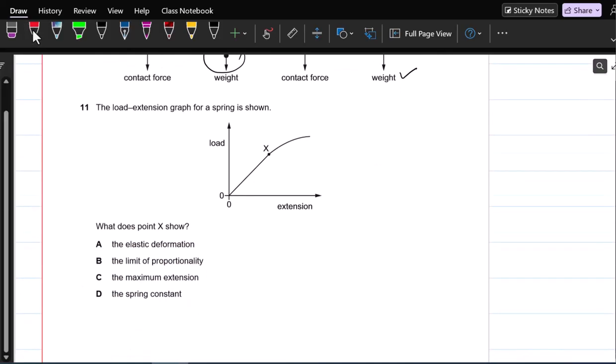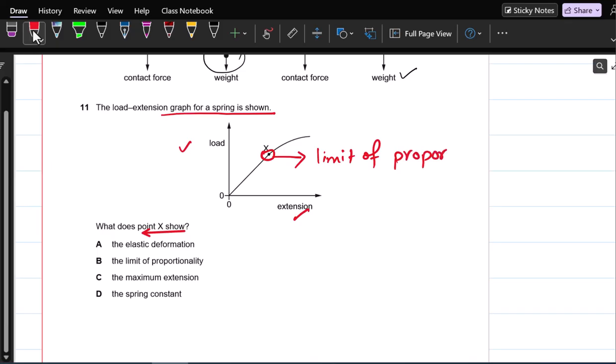Dear students, the load extension graph for a spring is shown. Load is on the vertical axis, extension is on the horizontal axis. What does point X show? Very simple straight question. This is the point till which Hooke's law is obeyed. This is the limit of proportionality. After this point, what happens? It deforms permanently. Hooke's law is not obeyed. So B is right.